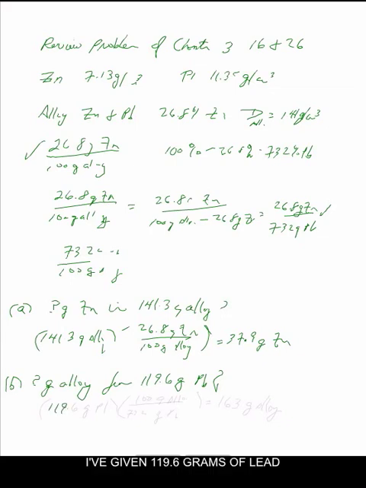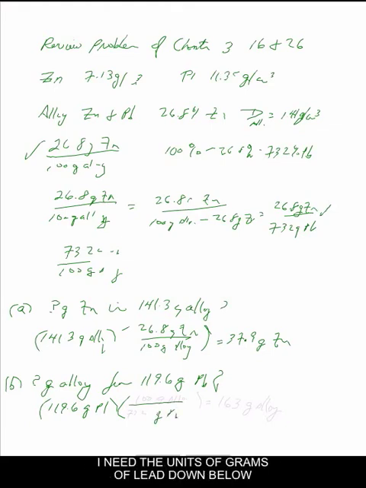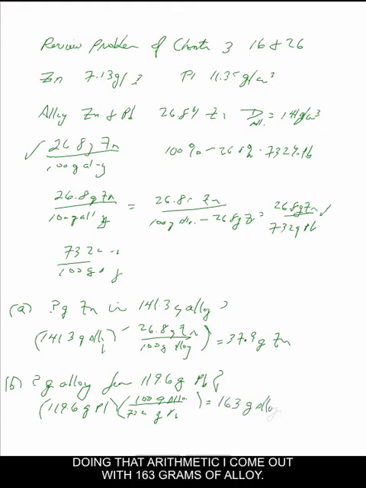I've given 119.6 grams of lead, and the ratio that's relevant here is, as always, I need the units of grams of lead down below, and I need grams of alloy up top. And the numbers that go with that, 100 grams of alloy, are the same thing as 73.2 grams of lead. Doing that arithmetic, I come out with 163 grams of alloy. That says you can make 163 grams of alloy if somebody gives you 119.6 grams of lead. And again, notice the percentage here has controlled my sig figs.